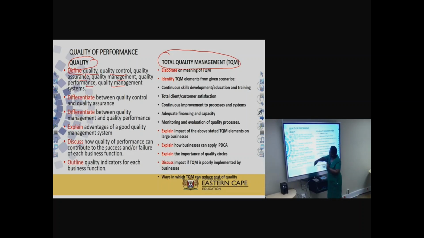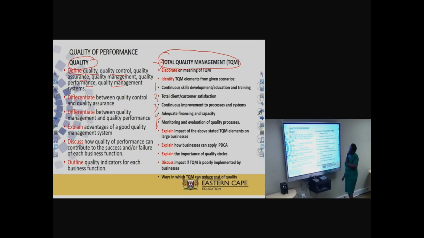Then you move from quality to TQM. You start by elaborating on the meaning of TQM, because you will not understand the rest of the content if you can't elaborate on the meaning of TQM. With TQM, you will have 5 elements that you need to focus on. There are 5 for this year. It's 1, 2, 3, 4, 5.